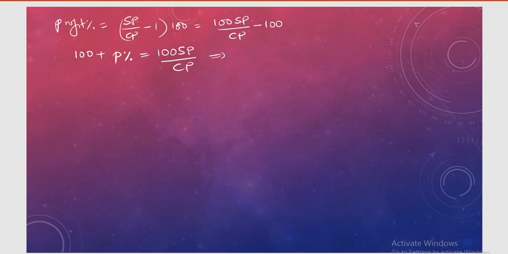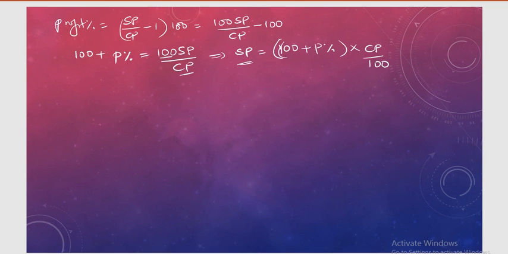Now if I want SP, what can I do? SP is equal to (100 plus profit percentage) into, this 100 by CP, when I transpose it becomes CP by 100. So this is nothing but the formula for SP, right?